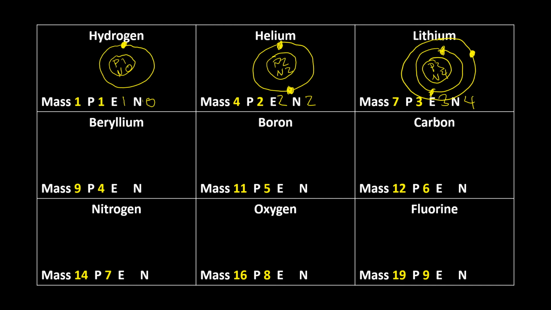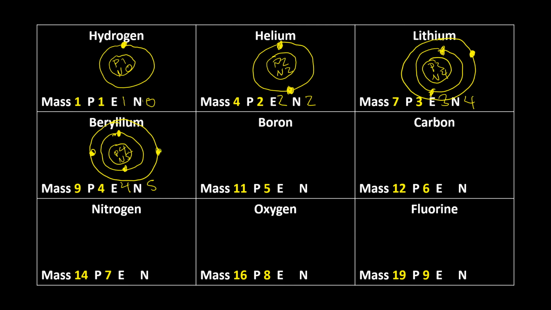Moving on to beryllium, I need to have 4 electrons, and 9 minus 4 is 5 neutrons. P4 and 5. I'm sorry, that's getting a little bit small, but I want to make sure I have enough room to draw my energy levels. So my first energy level has 2 electrons in it, and then I need to add my second energy level so that I can add 2 more electrons to it.